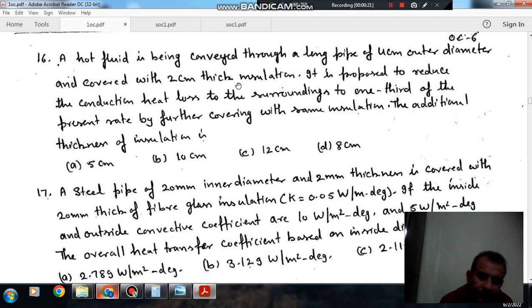covered with 2 centimeter thick insulation. It is proposed to reduce the conduction heat loss to the surrounding to one third of present rate by further covering with same insulation. The additional thickness of insulation is option A 5 centimeter, option B 10 centimeter, option C 12 centimeter, and option D 8 centimeter.